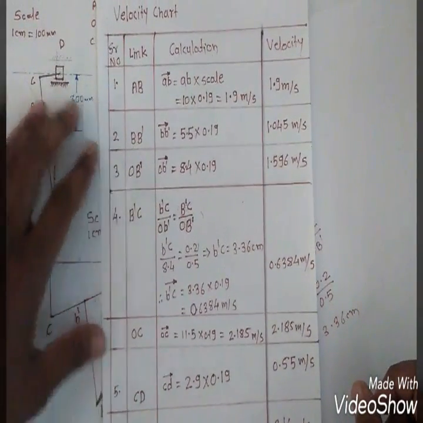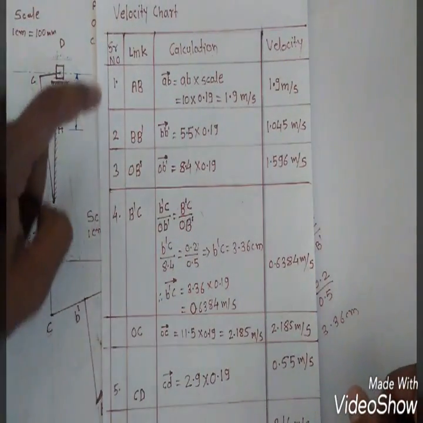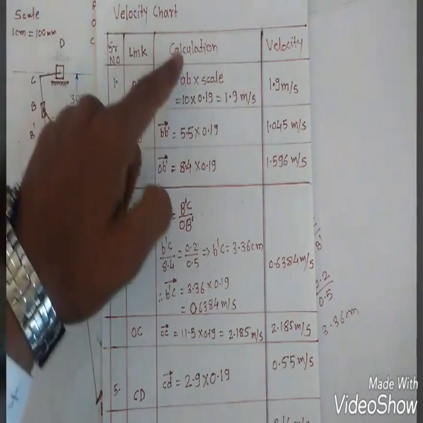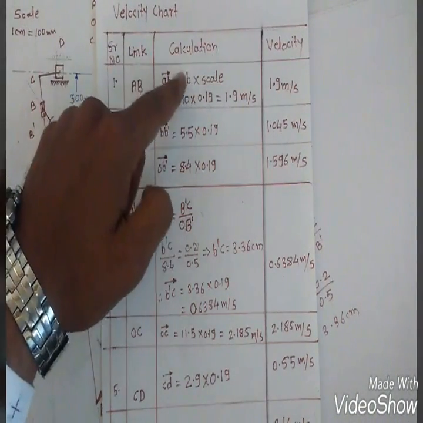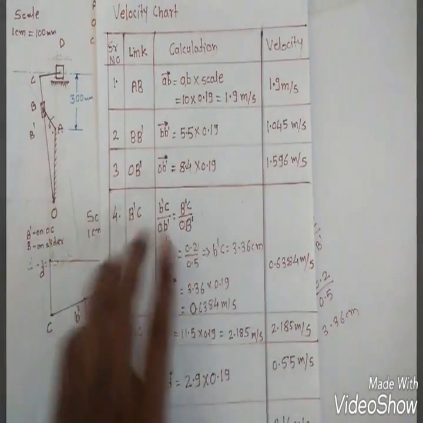You can pause the video and write down this chart. I will explain this chart. Serial number, link, then calculations, calculations with the help of the scale, and the last one is the velocity.